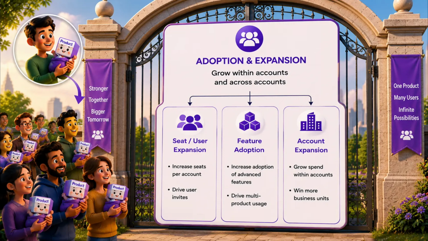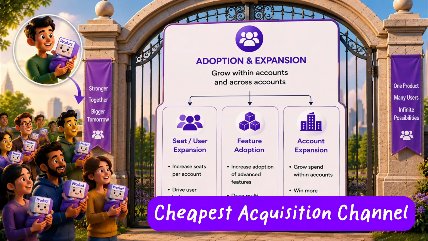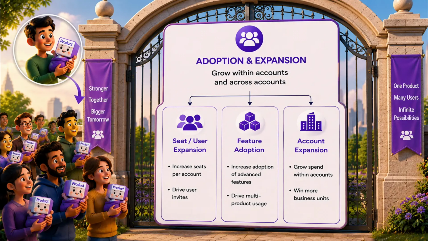The three areas to focus on here are seat or user expansion: growing seats inside an existing account, increasing seats per account, and driving user invites. Every active user who invites a colleague is your cheapest acquisition channel. Build invite flows into the product itself.